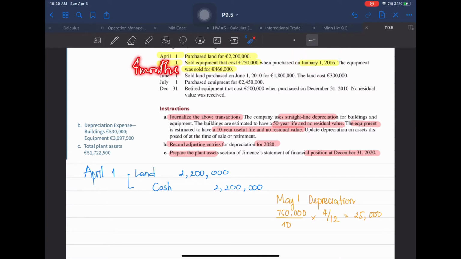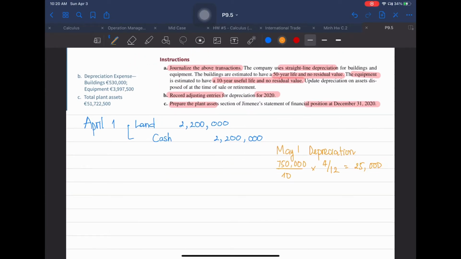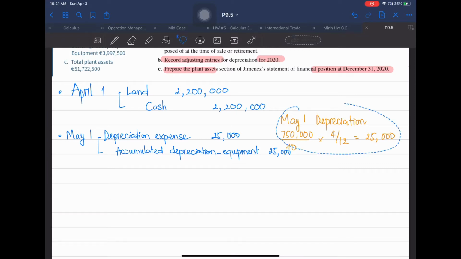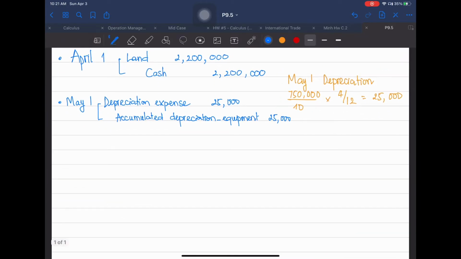For May 1st, depreciation, we're going to take the original cost divided by lifespan and then times the time that we use it. That's equal to 750,000 divided by 10 and times 4 over 12. So that will be equal to 25,000. And there were two accounts that I mentioned to you before about depreciation: depreciation expense and accumulated depreciation. The part after that is to determine if we're going to use it for equipment or for building.